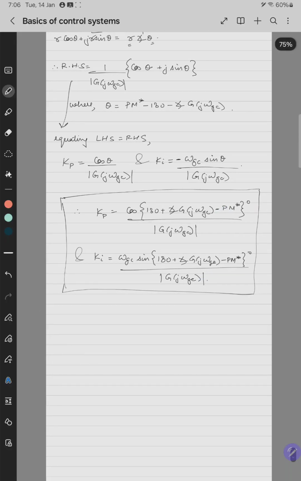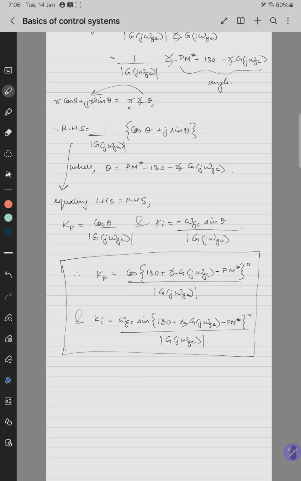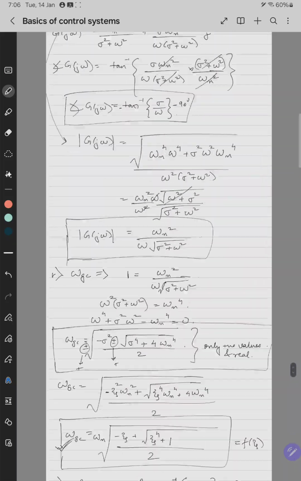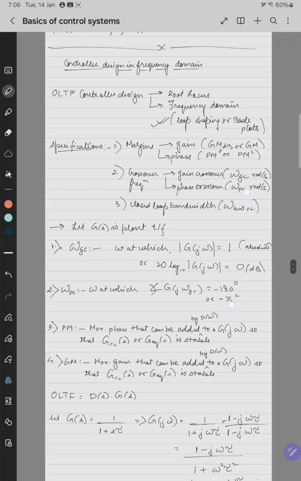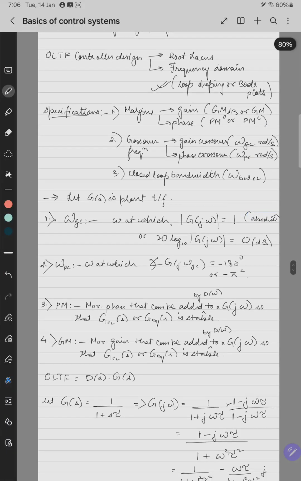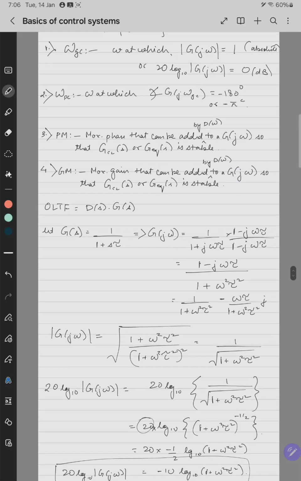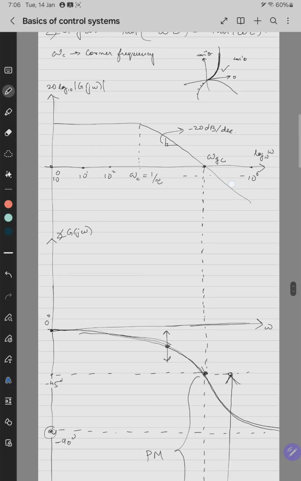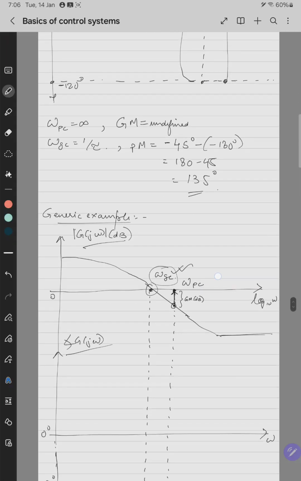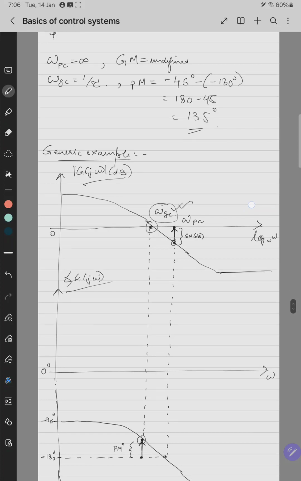Okay, so in this lecture we started with the basics of frequency domain analysis. In frequency domain OLTF, we saw the specification of frequency domain, margins and crossover frequencies. Then we took an example of a first order plant, that is a basic low pass filter. We drew the Bode plots, and we saw what the gain margin, phase margin and crossover frequencies of it are.